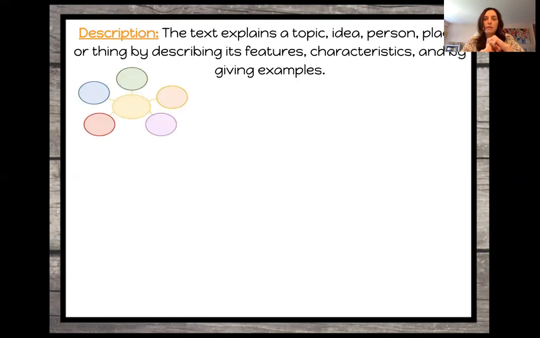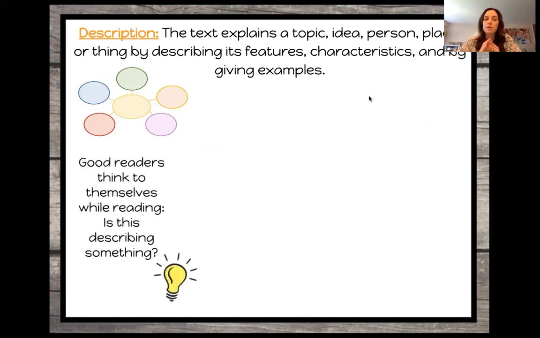In a descriptive text, the text explains the main idea, person, place, or thing, and it describes the features, characteristics, and gives examples. So think about it as you have like a main topic, and then it branches off into details, features, and characteristics. Good readers think to themselves while reading, is this text describing something?